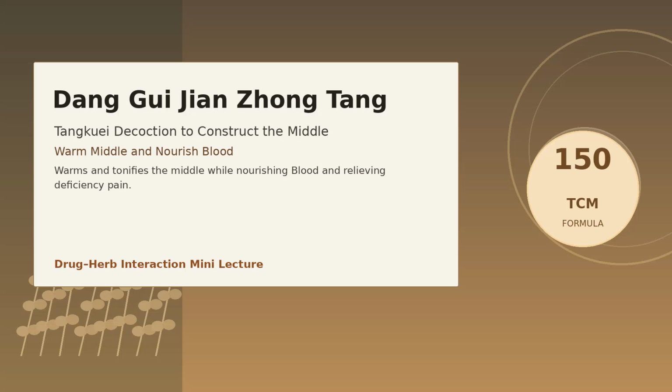Xiao Jian Zhong Tang, commonly translated as Tang decoction to construct the middle, is a classical traditional Chinese medicine formula in the category warm middle and nourish blood. Its core action is to warm and tonify the middle while nourishing blood and relieving deficiency pain. The pattern framework is deficiency cold abdominal pain with blood deficiency.